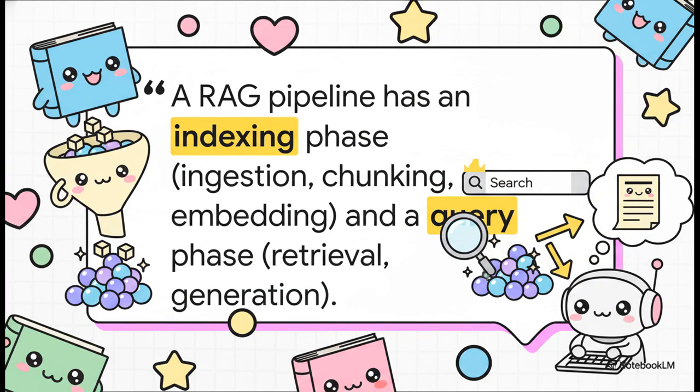Okay, get ready to memorize this. This is your money line for the interview. If they ask you to describe the RAG workflow, you can confidently say, a RAG pipeline has 2 main phases, an offline indexing phase, which includes ingestion, chunking, and embedding, and an online query phase, which involves retrieval, prompt construction, and final answer generation. It's concise, it's accurate, and it shows you get the whole process.